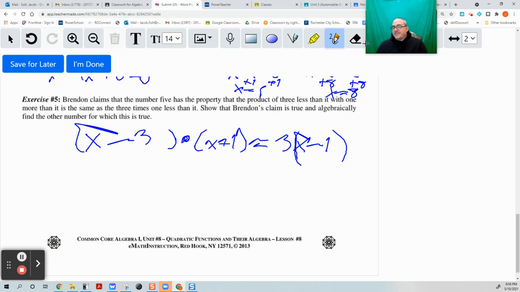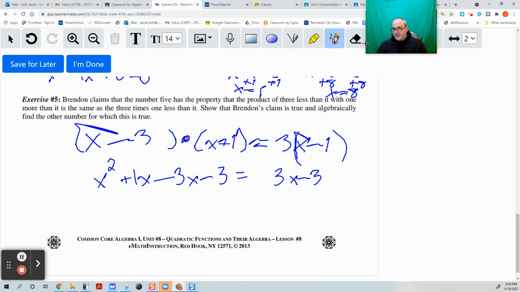All right. So let me prove that this is true. Okay. I'm going to multiply this out, and then I'm going to multiply these two things together. I get x squared. I get plus 1x, that's x times plus 1. Negative 3 times x is negative 3x. And then negative 3 times 1 is negative 3, equals 3 times x minus 1.